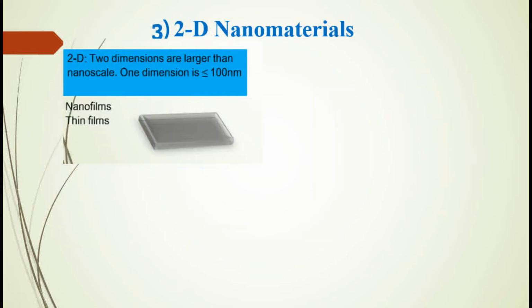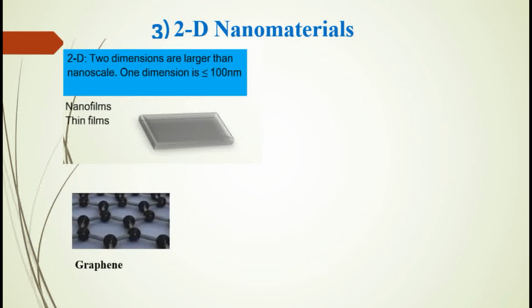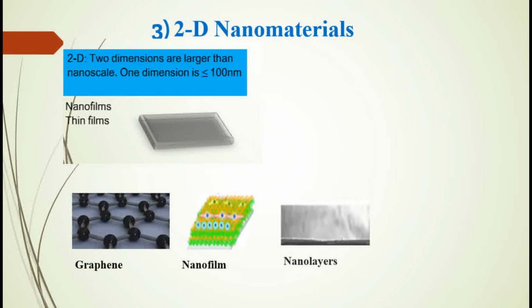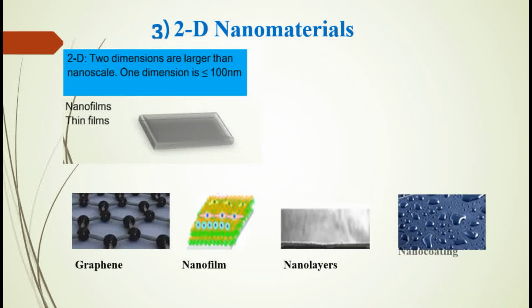Let's discuss the two-dimensional nanomaterials. So here, as the name indicates, two dimensions are larger than the nanoscale, and the remaining only one dimension is less than or equal to 100 nanometer. So what are the examples for the two-dimensional nanomaterials? One is the graphene sheet, nanofilm, some nano layers, and nano coatings. So you can see the graphene sheets which can be used to produce the carbon nanotubes.